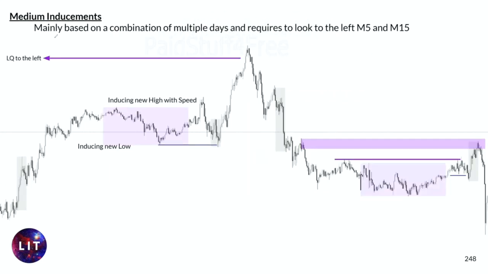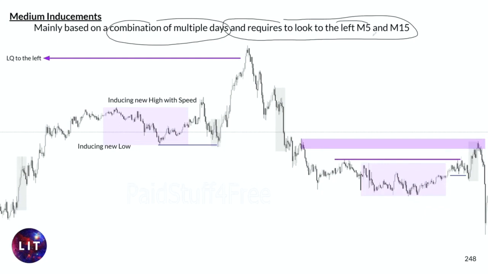Medium inducements are mainly based on a combination of multiple days, right? And it requires looking to the left, can be the M5 and also the M15, right? Or of course, just a previous day structure. So the moment you look to the left and see something like a structure point in here that is way more to the left, even more than yesterday's structure, that is immediately called a medium inducement, right? Because this actually induces multiple time frames and also multiple days' liquidity.